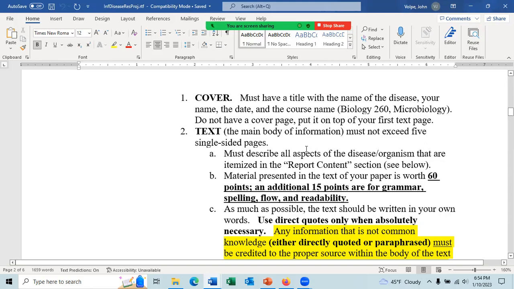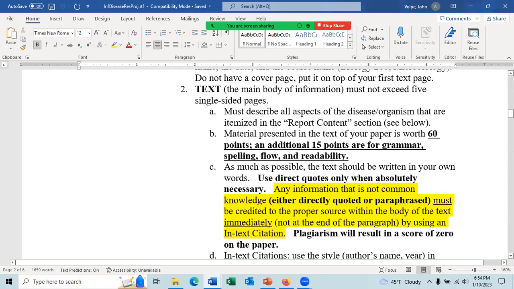The text must describe all aspects of the disease. I'll show you what you need. The text part of the article will be 60 points. An additional 15 points are for grammar, spelling, flow, and readability.